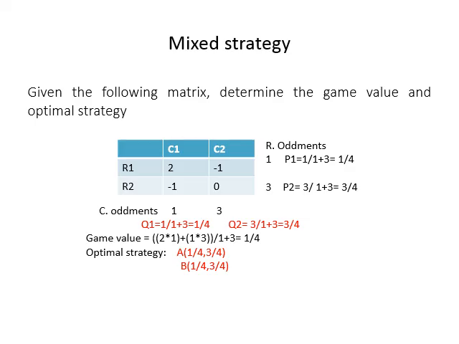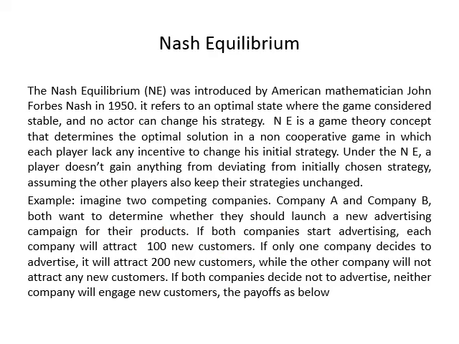Nash equilibrium. The Nash equilibrium was introduced by American mathematician John Forbes Nash in 1950. It refers to an optimal state where the game is considered stable and no actor can change his strategy.